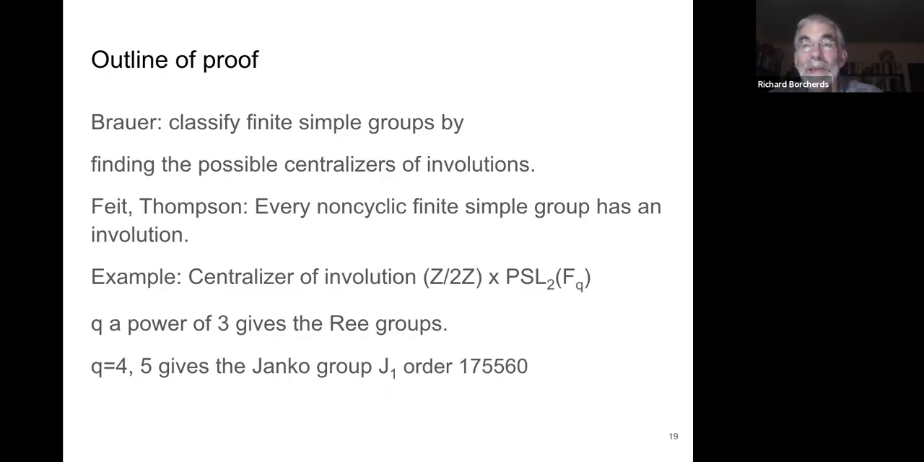Well, I said it's 10,000 pages long. Obviously, I'm not going to be able to explain it in any serious way. The basic idea was started by Brauer, who said what we should do with a simple group is look at an involution, which is an element of order 2, and then look at all the ways this element of order 2 can be embedded in the group. And it takes 10,000 pages to make sense of that.